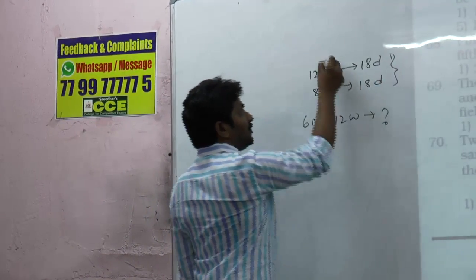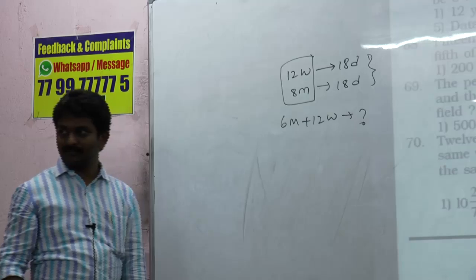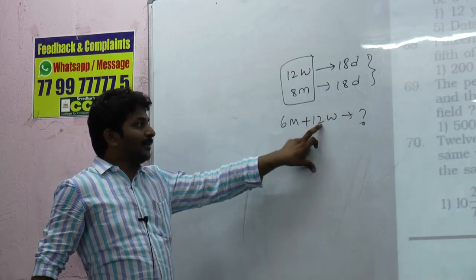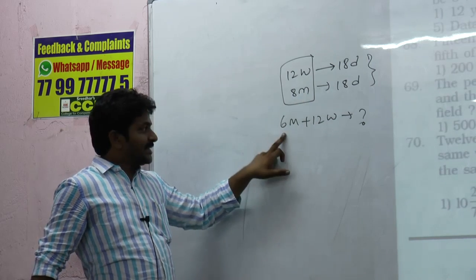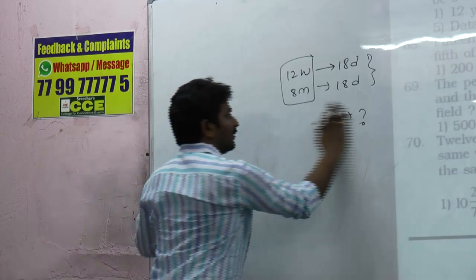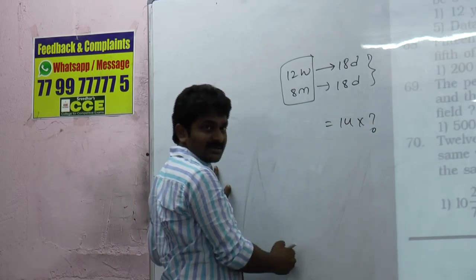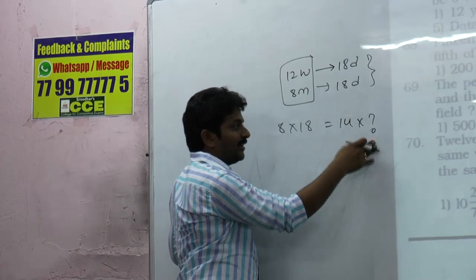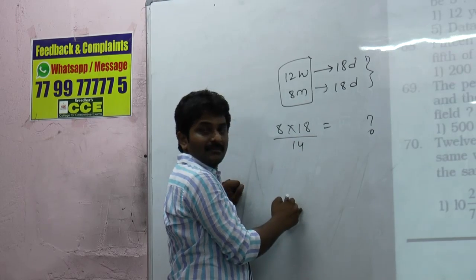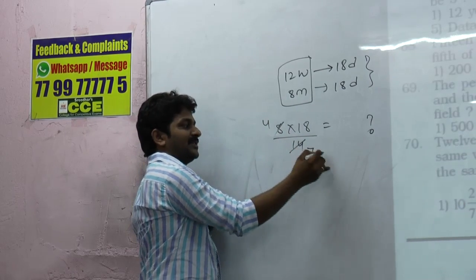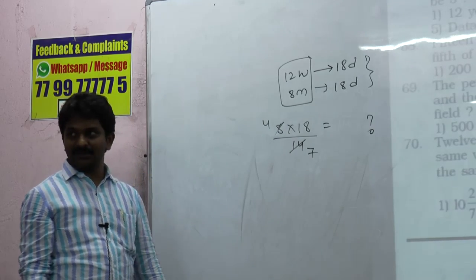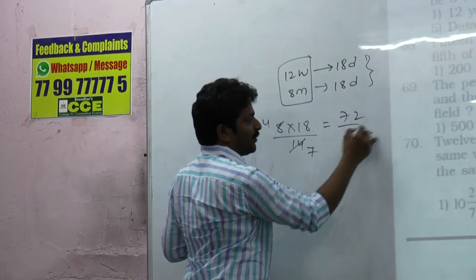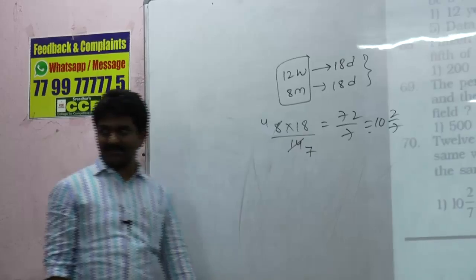The number of days are the same, so their efficiencies are the same. 12 women's efficiency will be equal to 8 men's efficiency. In place of 12 women I can write 8 men. 6 men plus 8 men, 14 men. 14 men can do it in how many days? 8 men can do it in 18 days. 14 men can do it in how many days? X is equal to this much divided by 14. 4 times, 7 times. 18 fours: 18 double is 36, double is 72, by 7. 72 by 7, which is 10 2/7 days.